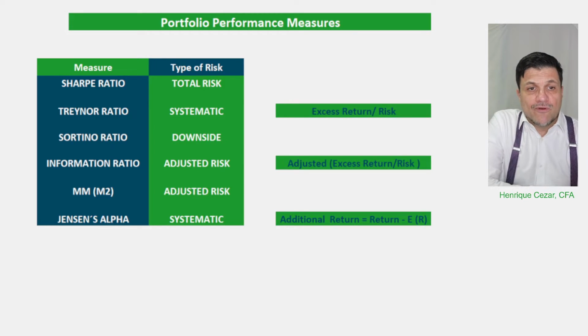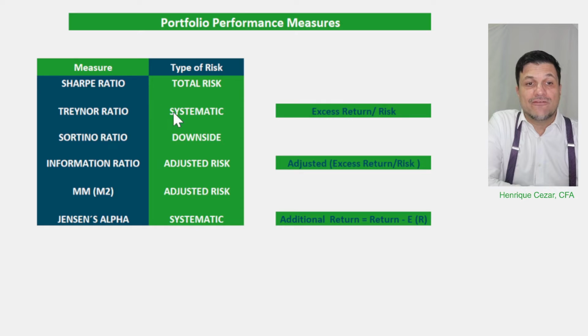So portfolio performance measure, what are we measuring here? Well, we're measuring the performance of portfolio managers. So how the managers did, one did better than the other, and how do we know that? The first one will be the Sharpe ratio. It's a measurement of total risk. The second one will be the Treynor ratio, which is a measurement of systematic risk, and the Sortino ratio, which will be a measurement of downside risk.